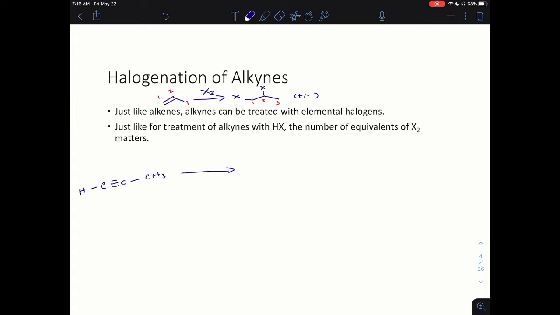Yeah, something similar. If we were to treat this alkyne with bromine, we would observe an anti-addition, just like we did for alkenes, of bromine across the two carbons of the alkyne. If there was another equivalent of bromine to add, we would observe an additional addition of bromine across those two carbons of the alkyne to get the final product.